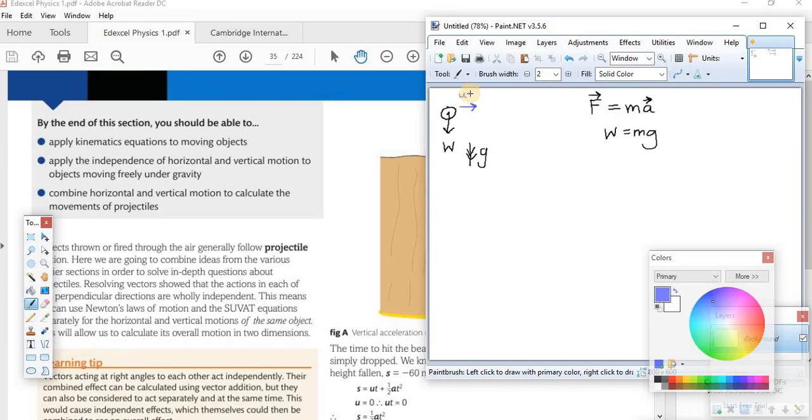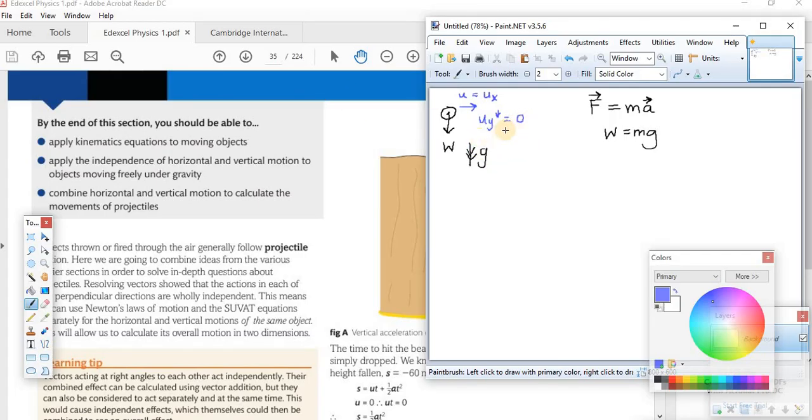Okay, we can use u. Now u is actually ux, because it was sent in the horizontal direction. When it is projected in the horizontal direction, there is no vertical component of motion. So what we can say is uy, the component of velocity in the vertical direction, uy equals 0, because it was projected horizontally. So the initial vertical velocity is 0.